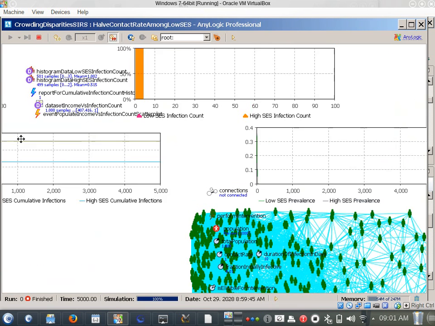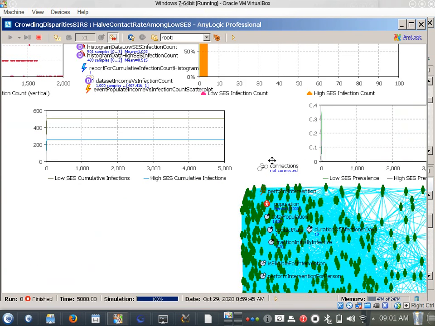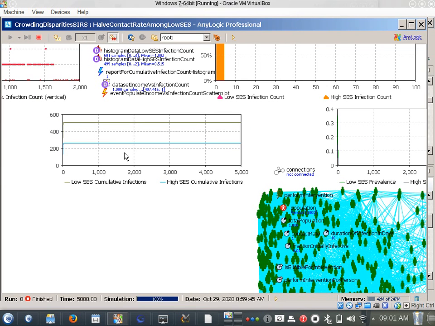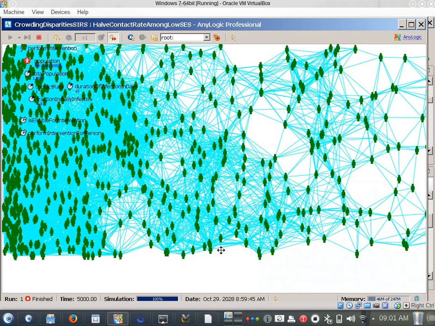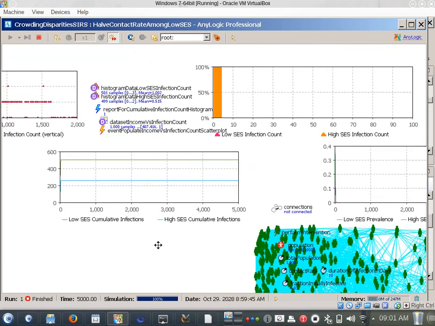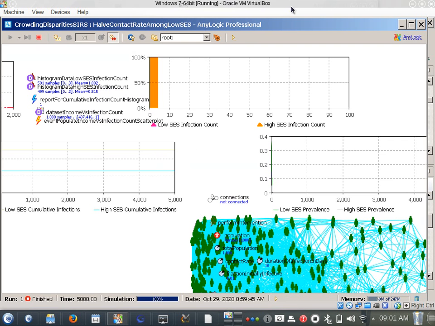What just happened? I just ran this, and it ran lickety-split. What's going on? What do you see here? The infection doesn't spread. The infection just dies out in no time.